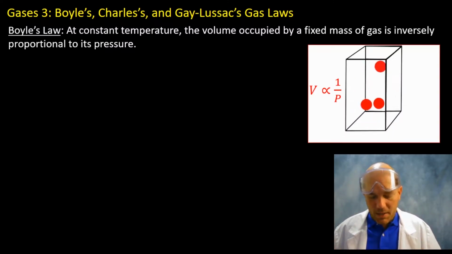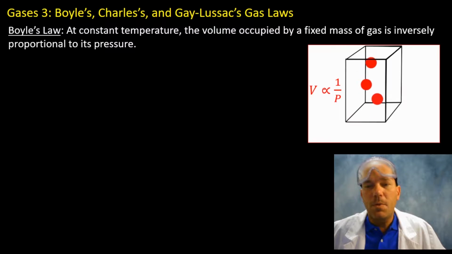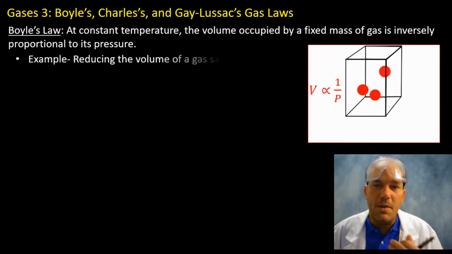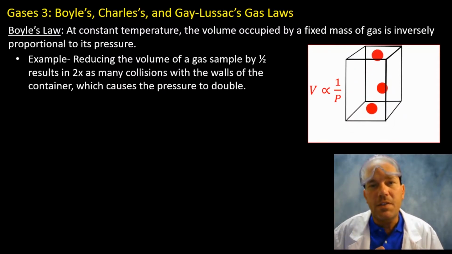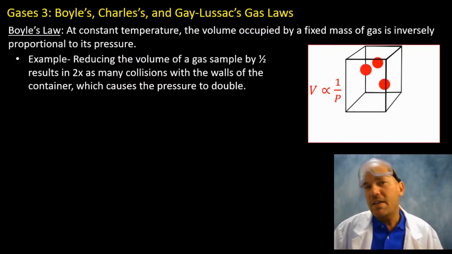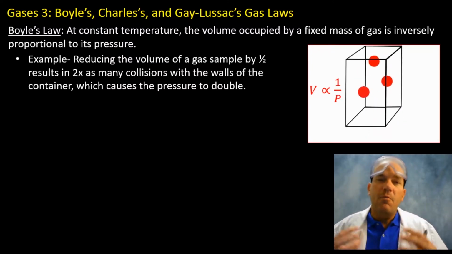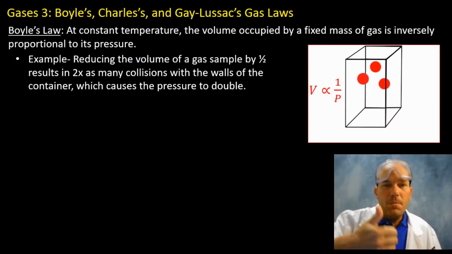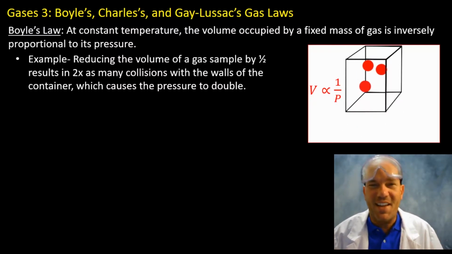And mathematically, that can be represented here, which is showing volume is proportional to 1 over the pressure, or the inverse of the pressure. So what you can see in this animation is that as the volume decreases, the particles are colliding with the sides of the walls of the vessel more frequently, which is creating a higher pressure. So as volume goes down, pressure goes up, and that is because we have more collisions with the side of the wall.